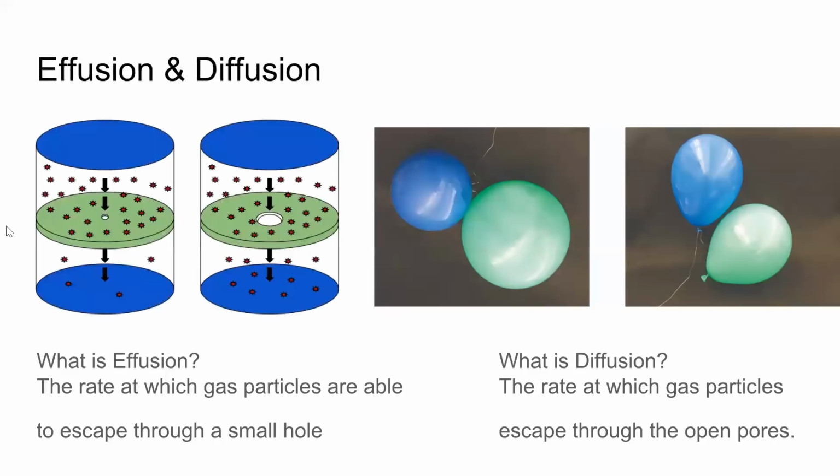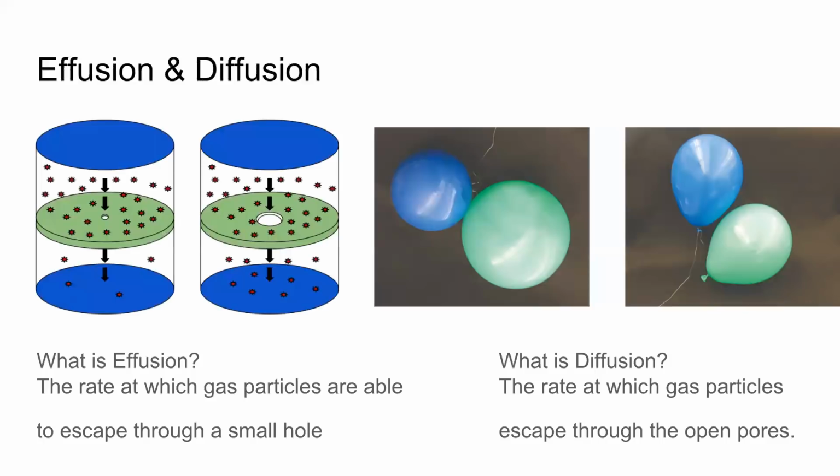And finally, what is diffusion? Diffusion is the rate at which gas particles are able to escape through a small hole. So the smaller the hole, the lower the diffusion rate is, but again, it depends on the gas particle. The larger the hole, the faster the diffusion. What is diffusion? The rate at which gas particles escape through open pores.